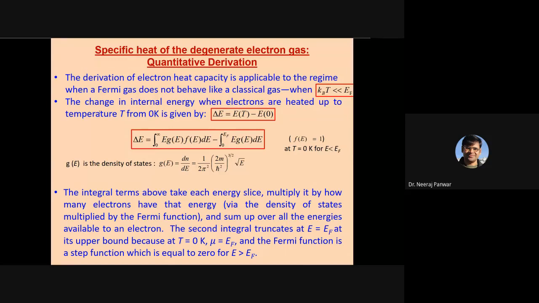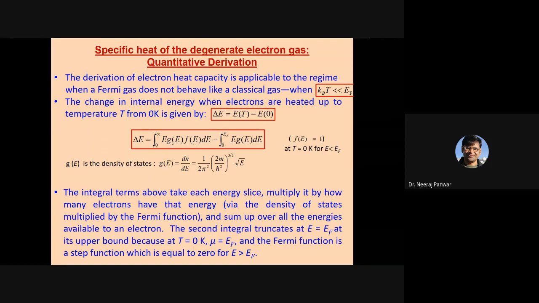Now, in order to calculate the specific heat associated with the electron gas, we need to calculate the change in the internal energy if we raise the temperature of the metal from 0 to a temperature T. That change in internal energy when electrons are heated up to a temperature T from 0 Kelvin is given by delta E, equal to E at temperature T minus E at temperature T equal to 0 Kelvin.